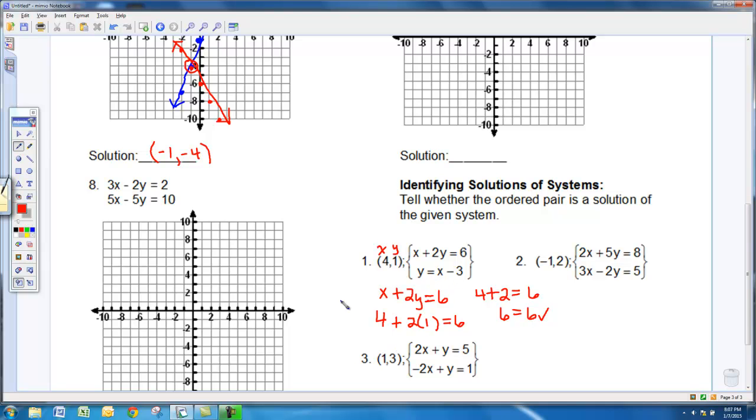Now let's look at y equals x minus 3. So we're going to plug in 1 for the y, and we're going to plug in 4 for the x. We simplify the right side, and when we simplify the right side, we see that both sides equal 1. So the point 4, 1 is a solution to this system because it is a solution to both equations. It makes both equations true. If it does not work in one of the equations, it is not a solution. It has to work in both.